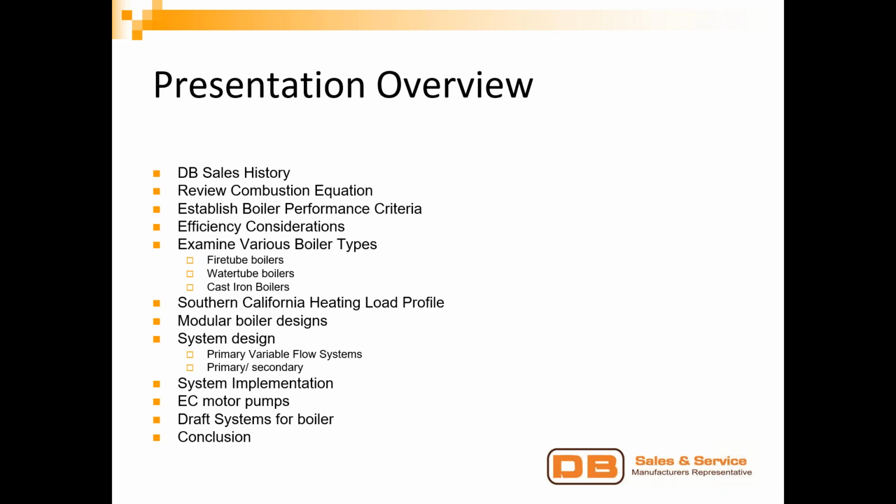The presentation overview: we're going to be looking at a little bit of DB Sales history, and we'll cover that pretty quick. Some of the product lines that we represent currently, the review of the combustion equation, establishing boiler performance criteria, efficiency considerations, examining the various types of boilers out there on the market, then looking at the Southern California heating load profile, some of the modular boiler designs. And we'll discuss system design as well, primary variable flow versus primary-secondary, and look at some different piping diagrams and how to implement those as well.